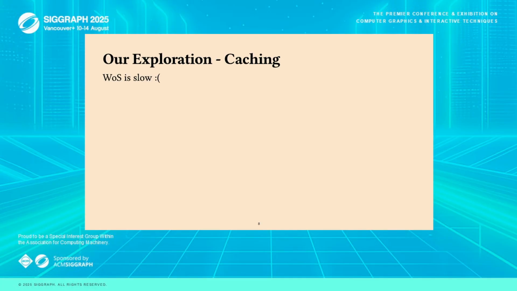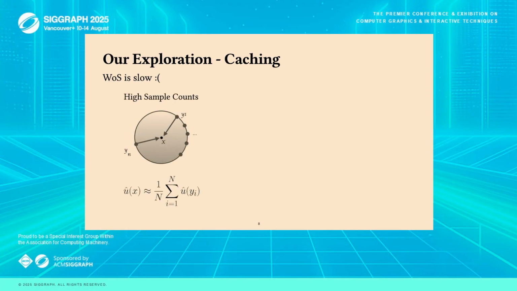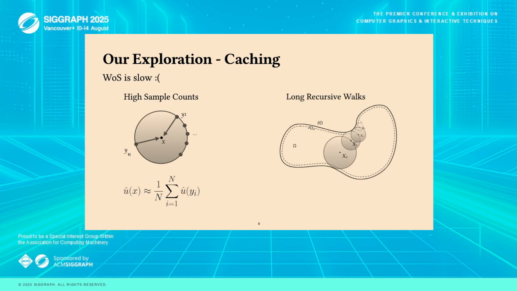We focused on speed and did some initial exploration combining neural fields with the Walk on Spheres solver. While Walk on Spheres delivers an unbiased solution, it faces two key bottlenecks that make it slow at inference. First, Walk on Spheres needs high sample counts to reduce the variance. And second, for each sample, Walk on Spheres might need long recursive walks before exiting the domain.